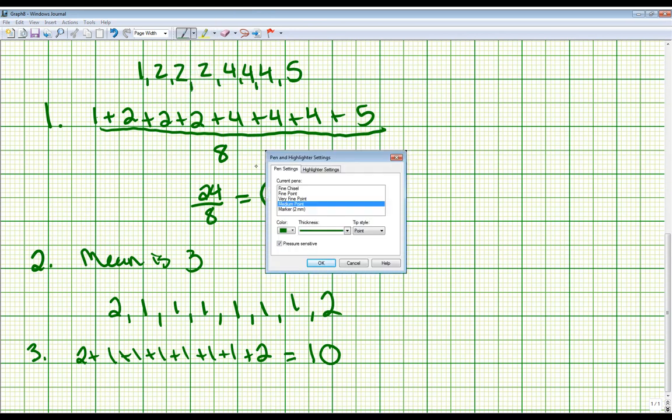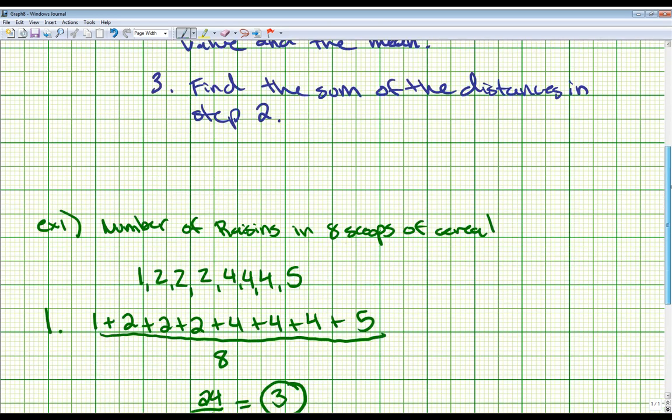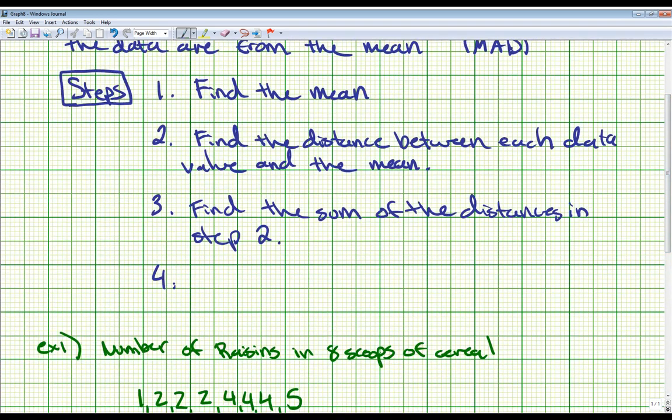There's one last step in finding the mean absolute deviation. So let's go back up here and write step 4. So I found the mean. I found the distance between each data value and the mean. I found the sum of the distances in step 2. And step 4 says divide the sum in step 3 by the total number of data values. So divide by how many values there are.